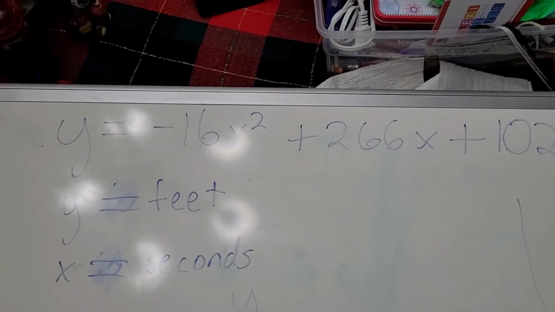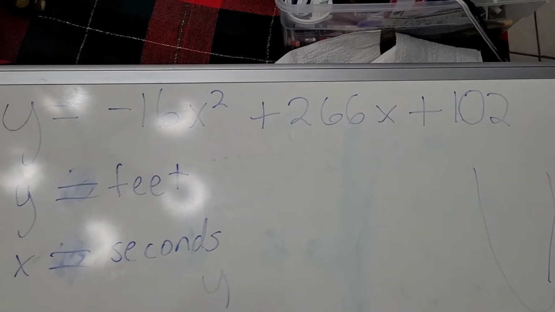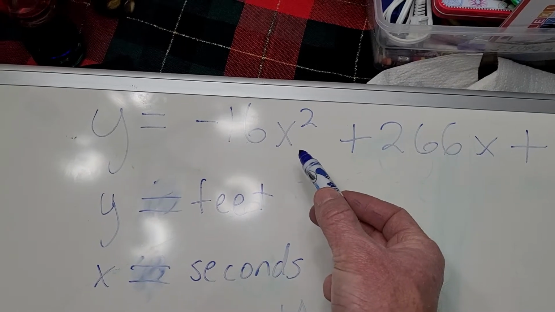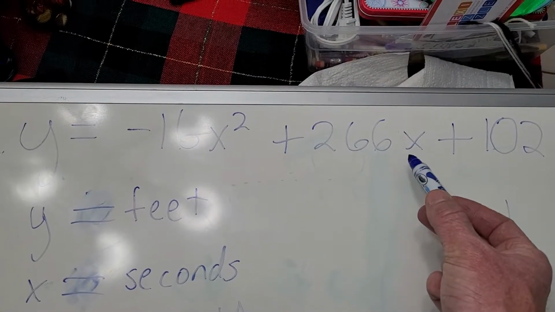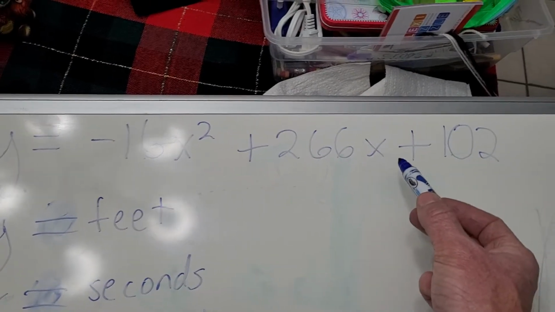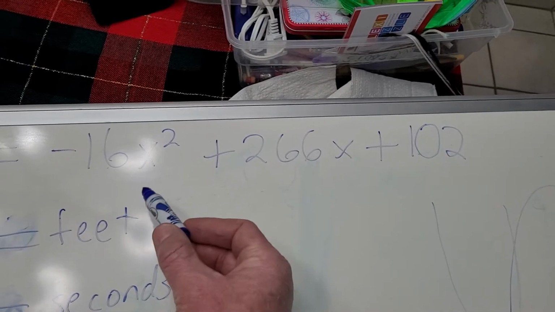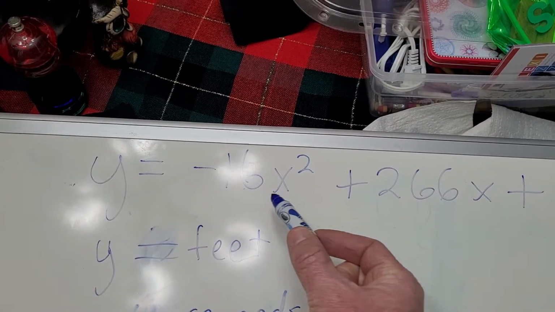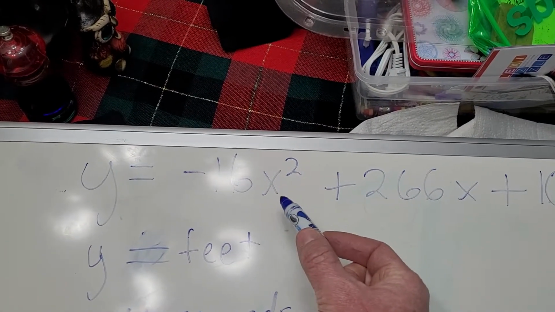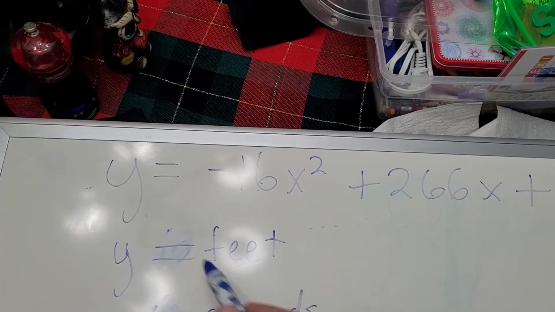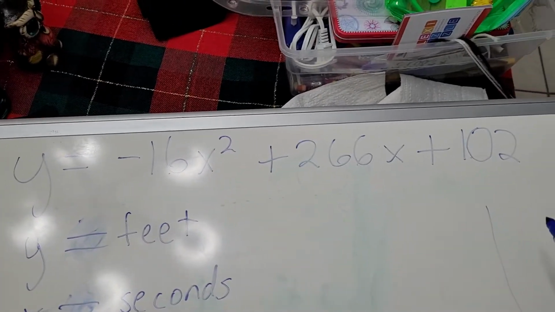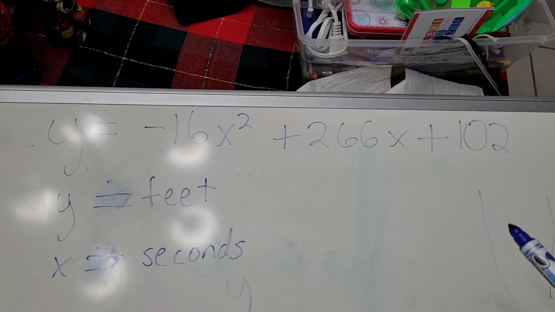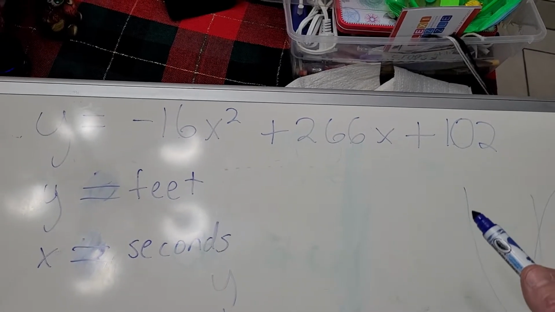As an example, if we find out what happens when x is equal to 0, minus 16 times 0 is 0, plus 266 times 0 is 0, and we basically just end up with this 102. So when x is equal to 0, y is equal to 102. That means that at time 0 seconds, our height, y in feet, is equal to 102. That's something interesting that happens when we set one of the variables to 0, but what we're actually looking for is when y is equal to 0.